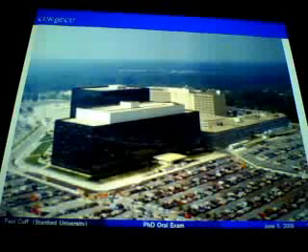So, does anyone recognize this building? What? Yep. Okay.